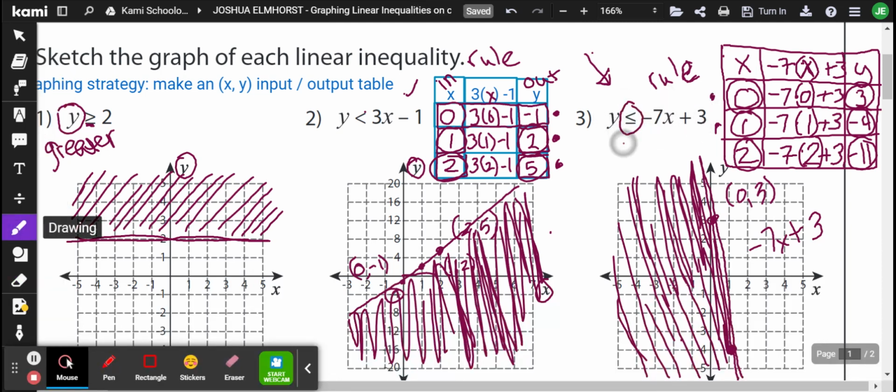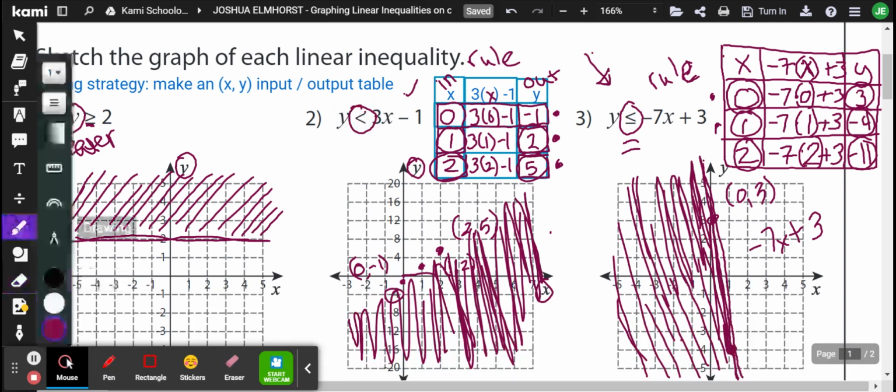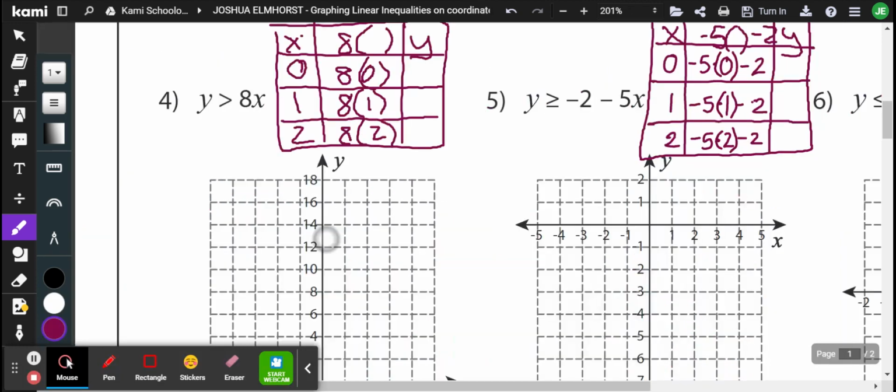Because this is equal to, we are going to have a solid line, but this one is not equal to. So it's everything that goes up to the line, but not including the line. So this would be more of a dashed line going up through there, saying that that's where the line is at, but it's not equal to.